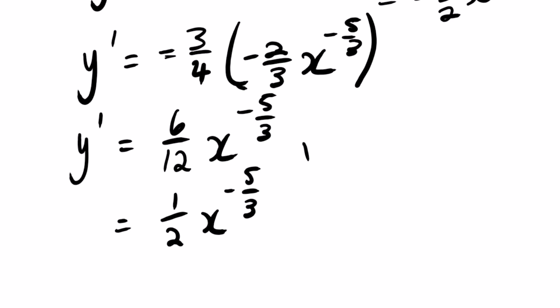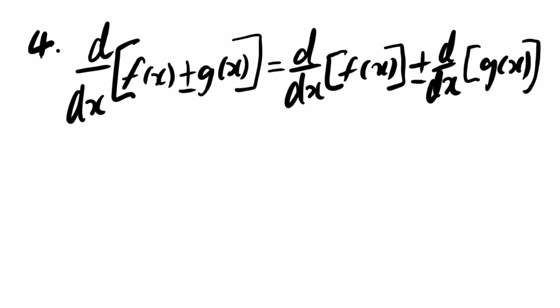Let us quickly go to the next rule of differentiation. Rule number 4 of differentiation. Now it has to do with the sum and difference. Now rule number 4 says that the derivative of the sum or difference is equal to the sum or difference of the derivatives. Now let us quickly explain this.